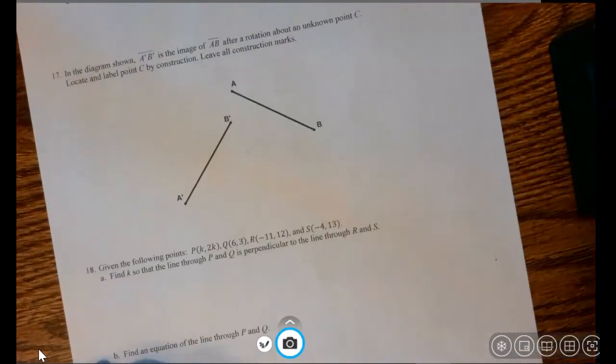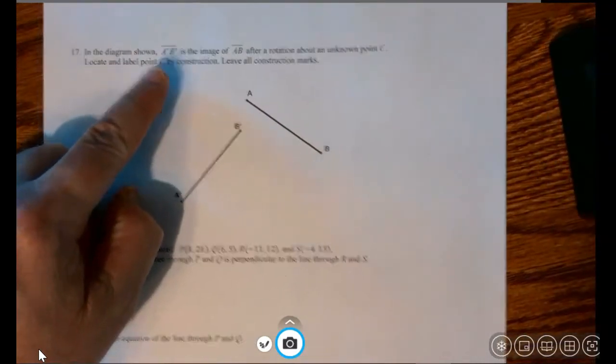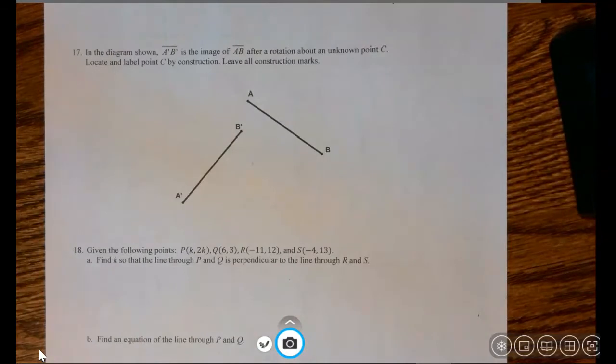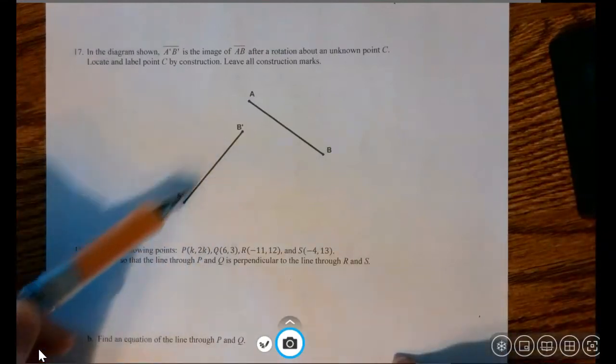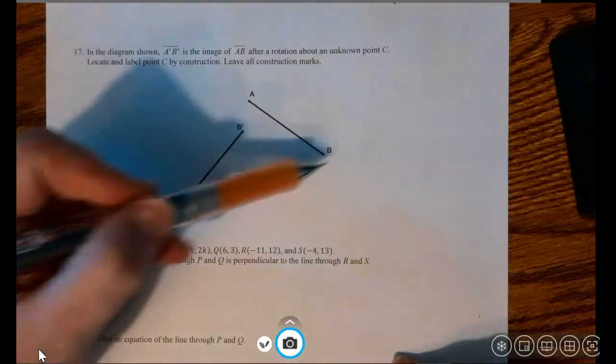And then for 17, I want to locate the center of this rotation. So what I need here is I need the perpendicular bisector of 2 pairs of corresponding parts. Because what I'm looking for is the point that's the same distance from A and A prime. And then I'm looking for a point that's also equidistant from B and B prime.